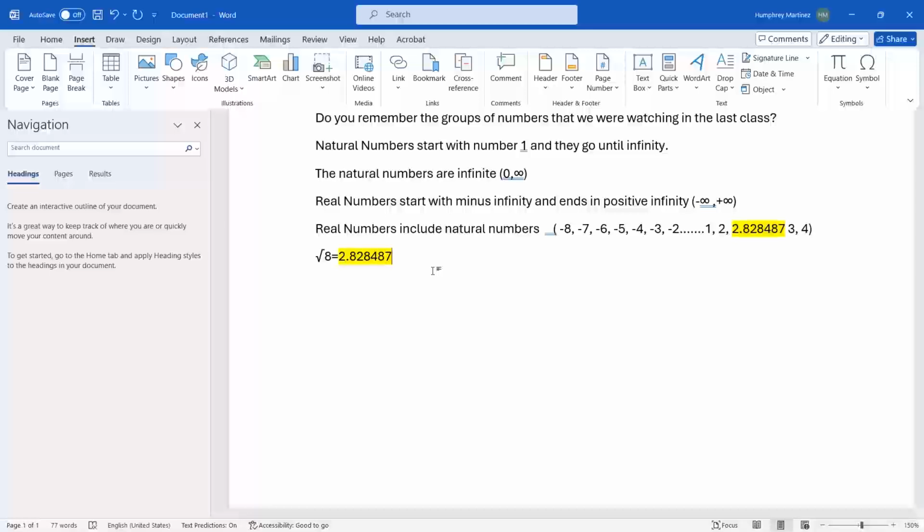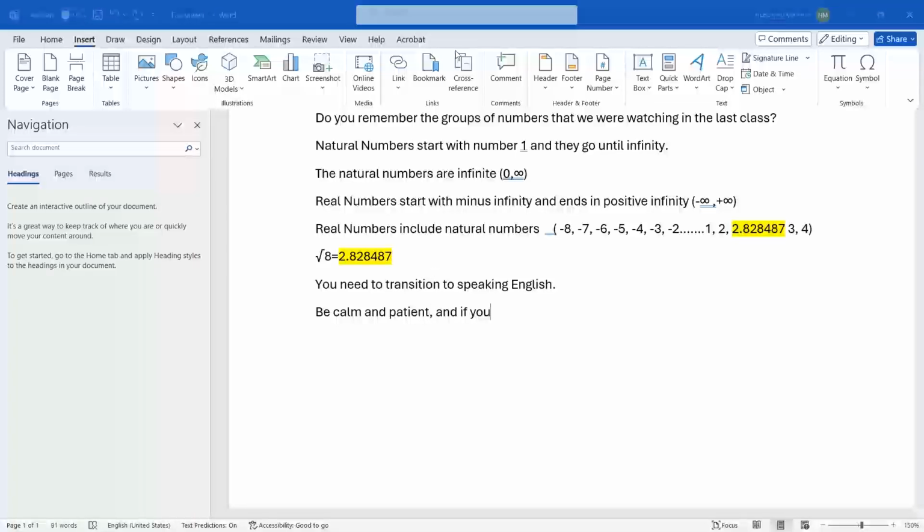What we are doing is trying to force you to move from Spanish to English, to transition from Spanish to English. Because if we don't do it, you will never do it. You need to transition. You need to move on. Okay? You need to transition to speak English. Be calm and patient. And if Maurice is having a problem, don't understand, please ask. It's easy to ask, okay? If you don't understand what I'm saying, please ask.